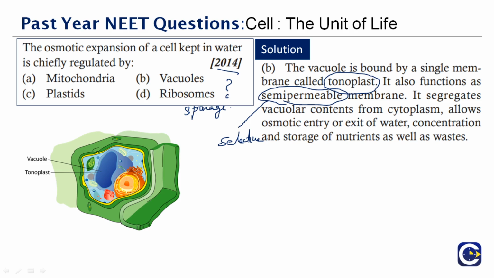It segregates the vacuolar contents from the cytoplasm and allows the osmotic entry or exit of water. Therefore the correct answer to this question is option B, vacuoles. So you have a diagram which shows you a vacuole and the tonoplast around it. The tonoplast is a single membrane that covers a vacuole.